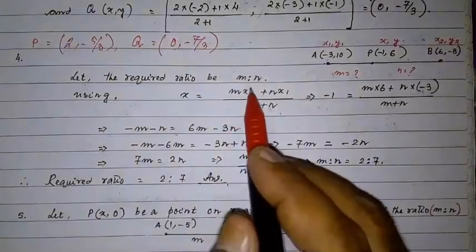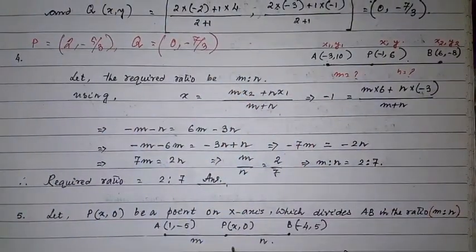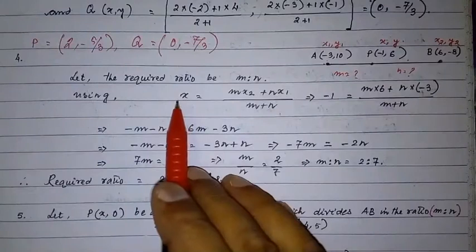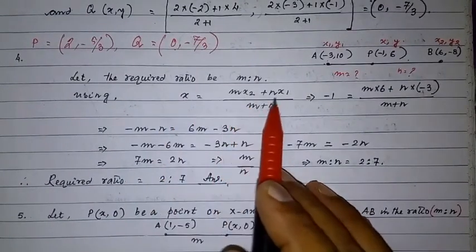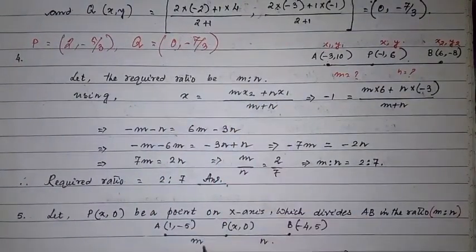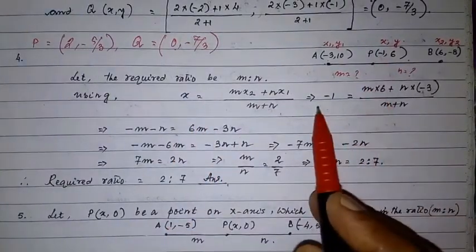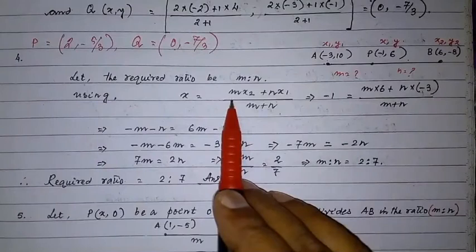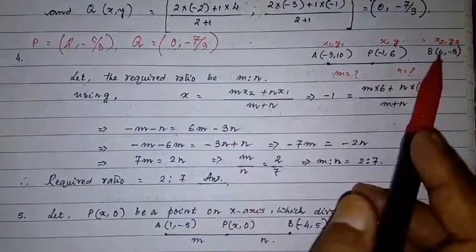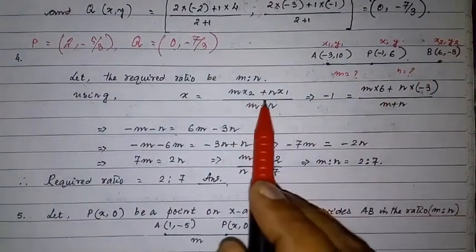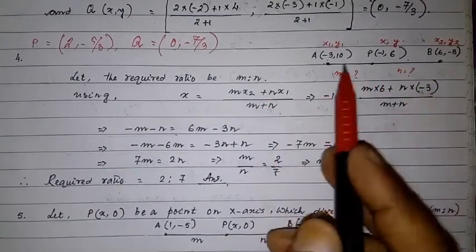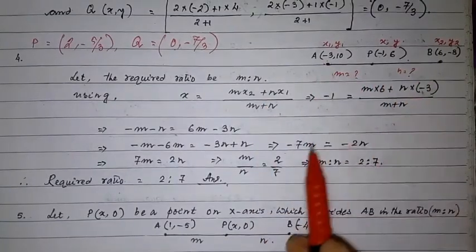Let the required ratio be m:n. Now using the formula x is equal to (mx2 + nx1)/(m + n), we can write x coordinate, minus 1, is equal to m, so m is m, x2 means 6, plus n is n, x1 means minus 3, divided by m plus n.